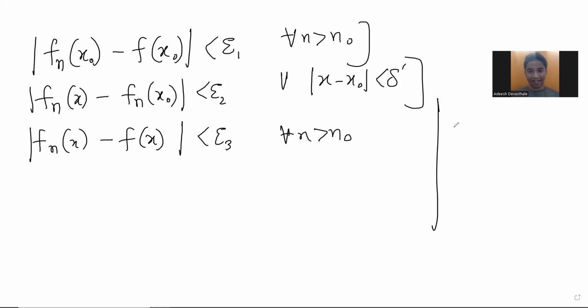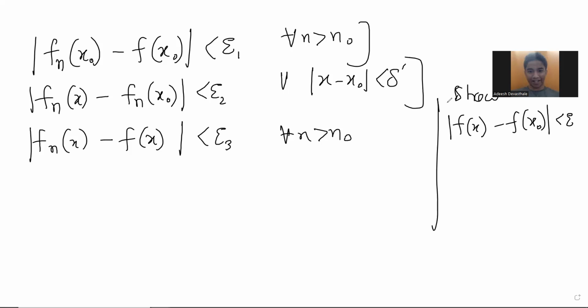We wanted to prove that f is continuous, right? So we wanted to prove that f of x minus f of x naught is less than epsilon. This is what we want to show. Okay. If I'm missing some inequality, you can tell me. Or we would realize if we are missing something.